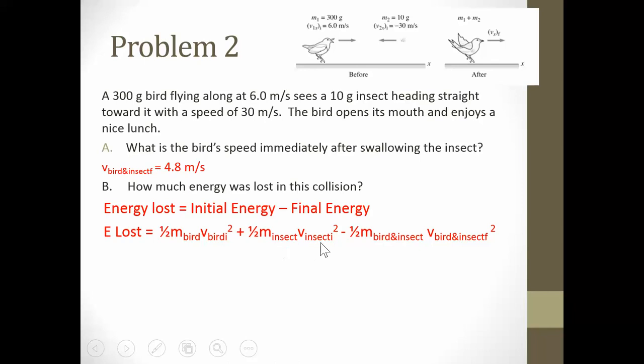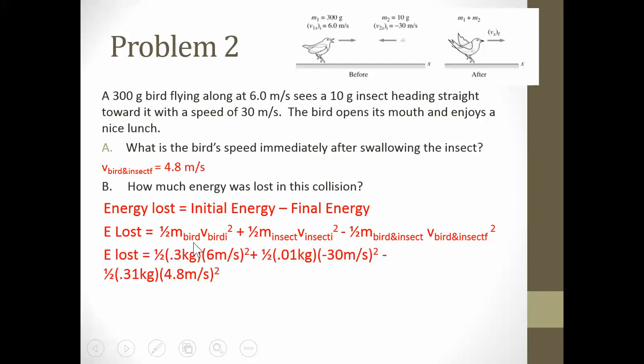That's all the initial energy. And all of that minus the final energy, which is the kinetic energy of the bird and insect together at the end. We're going to plug in our values. It didn't fit on one line, but this is our initial energy of our bird plus our initial energy of our insect minus the energy of the combined bird and insect. And we get values for our energies. Simplify it, and we get that the energy that was lost was 6.32 joules of energy.